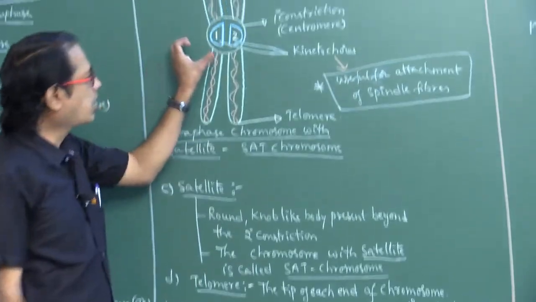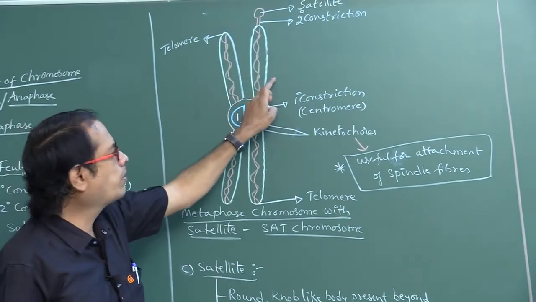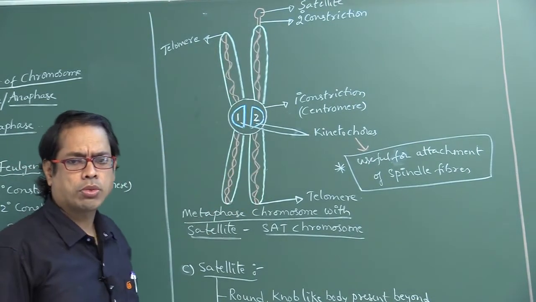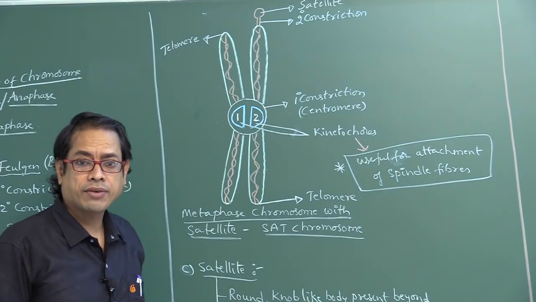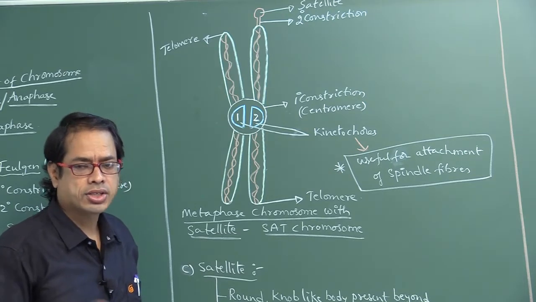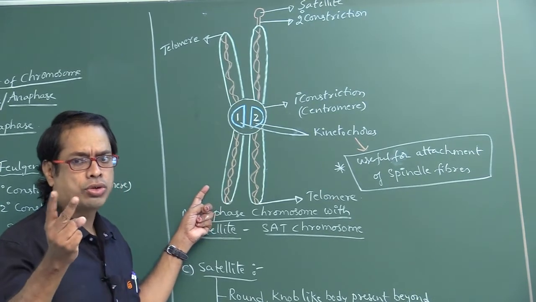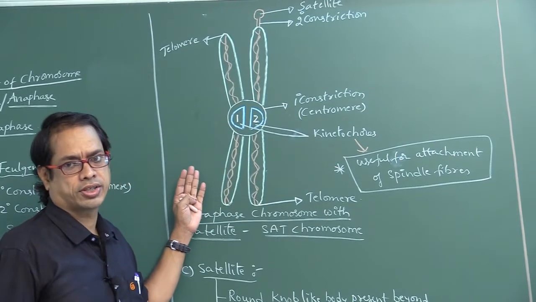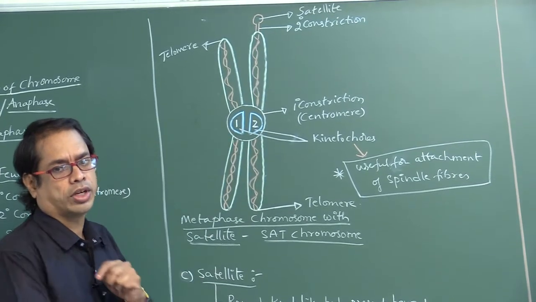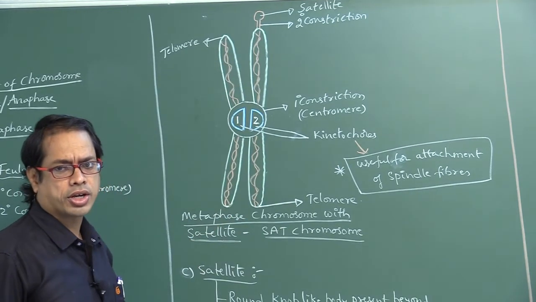So, this is the metaphase chromosome. How many chromatids does a metaphase chromosome have? Two chromatids. This is one chromatid, this is the second chromatid. Number of DNAs, two DNAs. One DNA has two strands, that's why 4 DNA strands. Number of centromeres, 1. Number of kinetochores, 2. Number of telomeres, 2. Did you understand, my dear students?